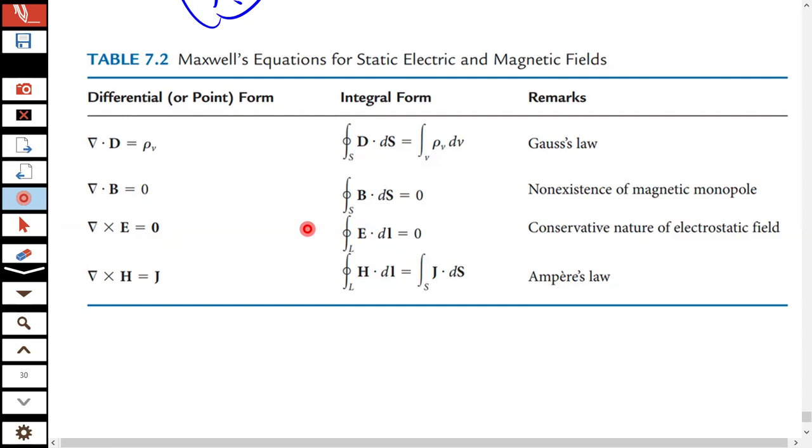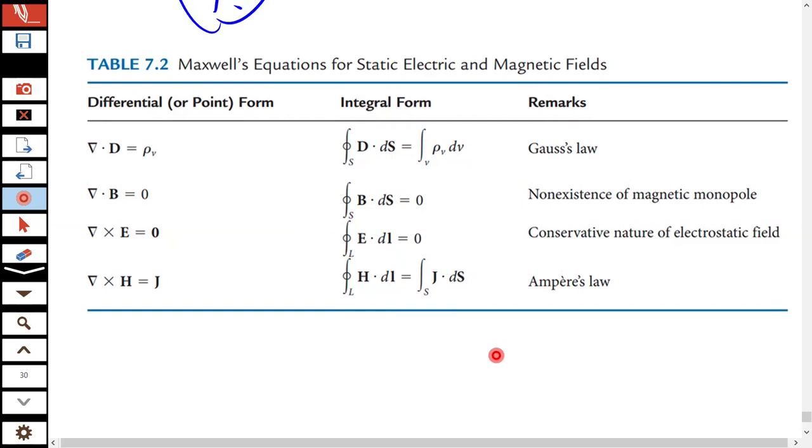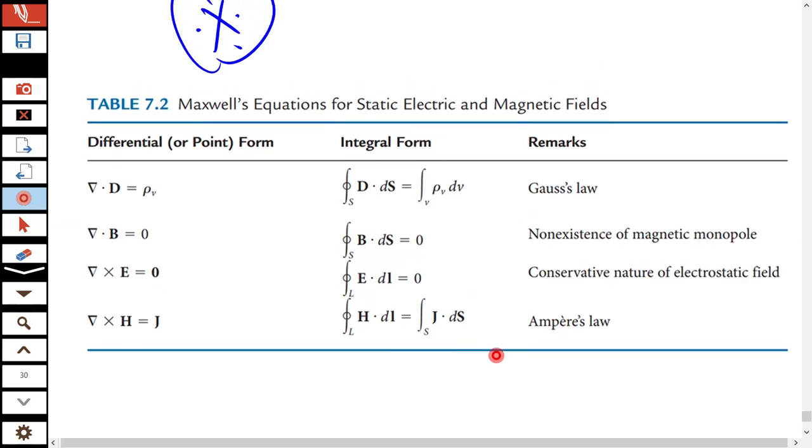We have already discussed Maxwell's four equations for time varying fields. Now let us discuss Maxwell's equations for stationary fields, non-time varying fields, or we can say static electric and magnetic fields. So we can write Gauss law for electric field and magnetic field as the two Maxwell's equations for static fields as del dot D equal to rho V. And the integral equation is closed surface integration D dot dS is equal to volume integration rho V dv. This is Gauss law for electric field.